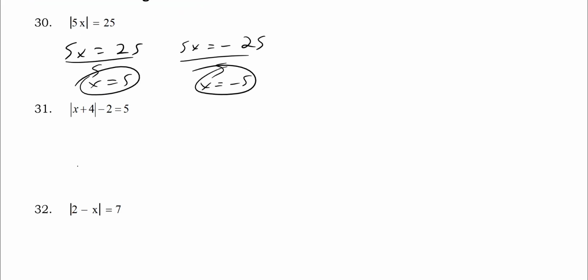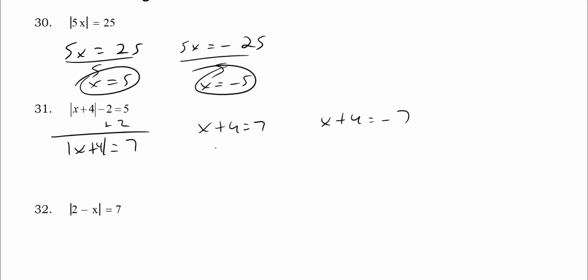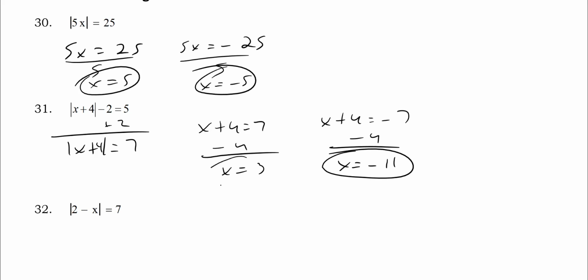Okay, number 31 is not solved yet for the absolute value, so I have to add 2 to both sides first. So absolute value of x plus 4 is equal to 7. And then I set up 2 equations. X plus 4 equals 7, and x plus 4 equals negative 7. So subtract 4, x equals 3, and subtract 4, x equals negative 11. So those are your 2 answers.